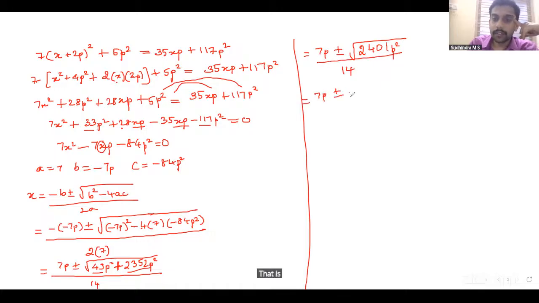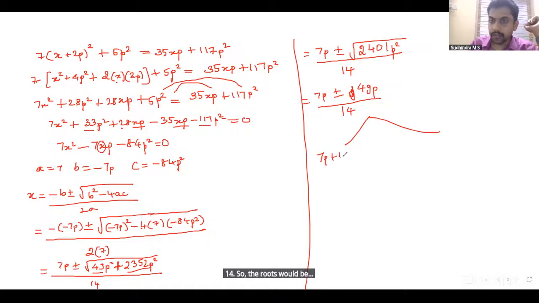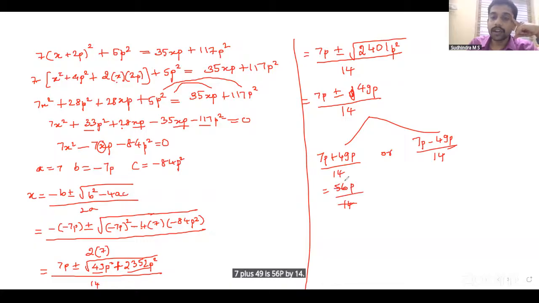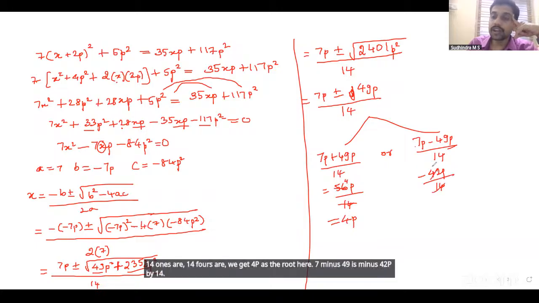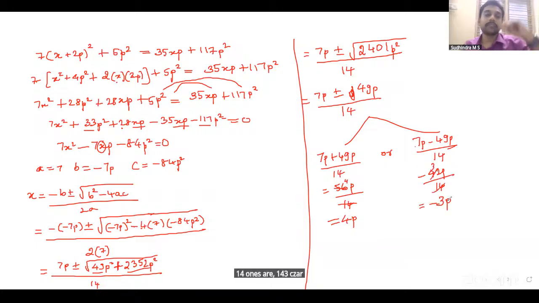That is 7p plus or minus. What is square root of 2401? 49. Very good. 49 square root of p square? P. P divided by 14. So the roots would be 7p plus 49p by 14 or 7p minus 49p by 14. 7 plus 49 is 56p by 14. 14 fours are 56, we get 4p as the root here. 7 minus 49 is minus 42p by 14. 14 threes are 42, minus 3p.